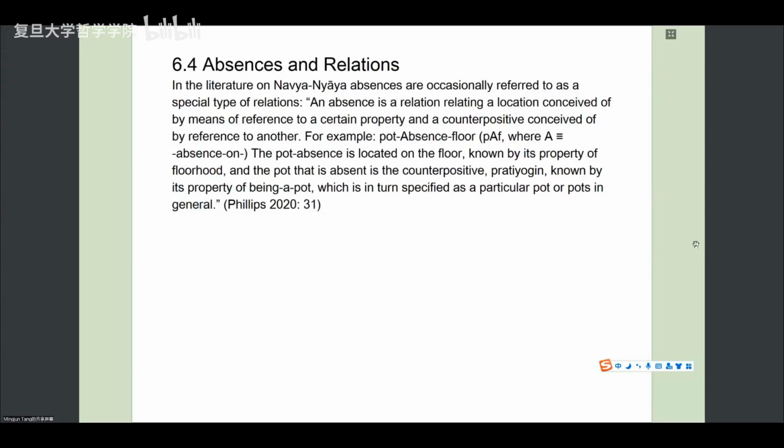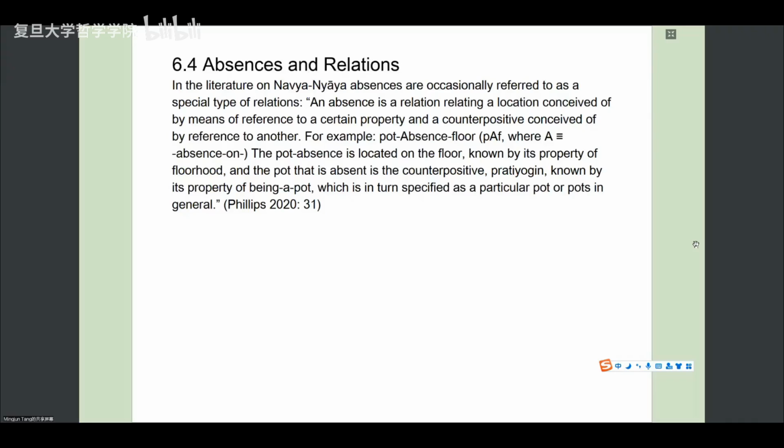In the literature on Navya-Nyaya, absences are occasionally referred to as a special type of relations. An absence is a relation relating a location conceived of by means of reference to a certain property, and a counterpositive conceived of by reference to another. For example, pot absence floor, PAF, where A is absence on. I quote this here from Phillips. The pot absence is located on the floor, known by its property of floorhood, and the pot that is absent is the counterpositive, pratiyogin, known by its property of being a pot, which is in turn specified as a particular pot or pots in general.